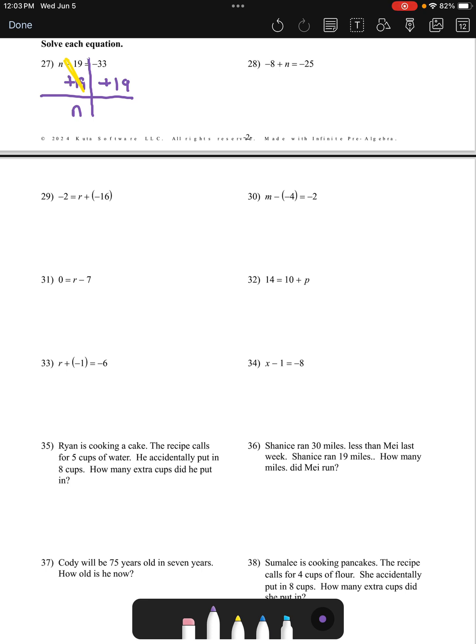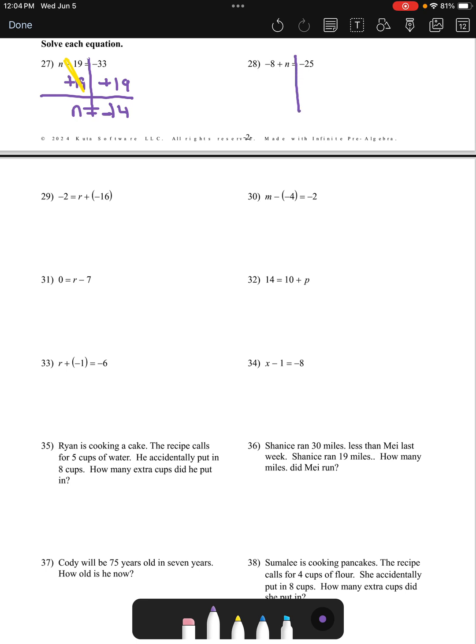On the right-hand side, we have negative 33 plus 19. Okay, this is using our integer rules. They have different signs, so we will subtract the numbers. What's the difference from 33 and 19? They are 14 apart. We keep the sign of the bigger number. 33 is bigger, so we keep its negative sign. N is equal to negative 14.